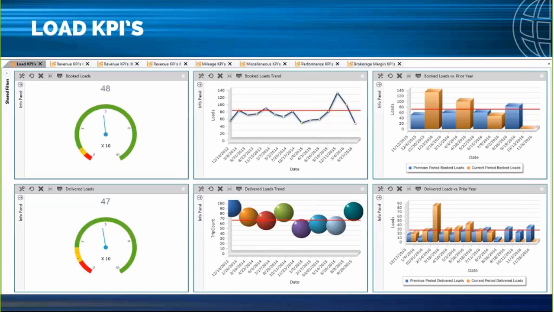We can see next a booked loads trend. Once again, you can look at across any period of time. The KPI next to that one, the third one on the top, booked loads versus prior year. So you can do some analytics comparing this year to last year. On the bottom row, we can see the number of loads that have been delivered or completed today. Delivered load trends next to that. And once again, delivered loads versus a prior year. Once again, all of these KPIs that we're looking at are standard KPIs that come with the product.